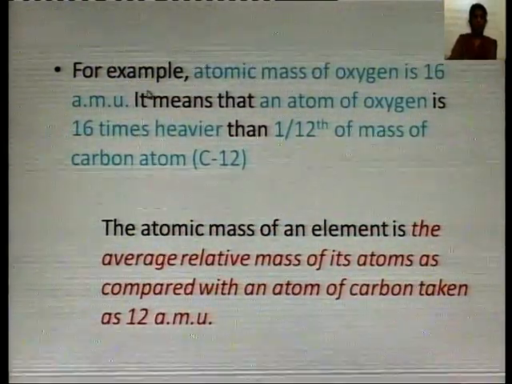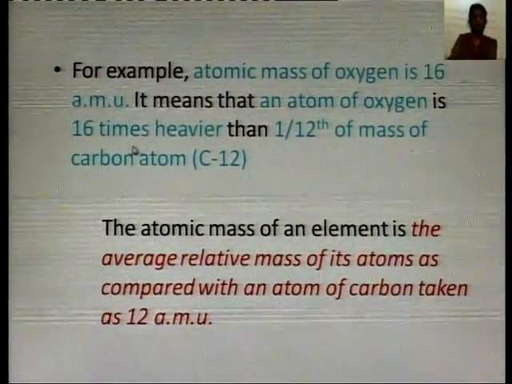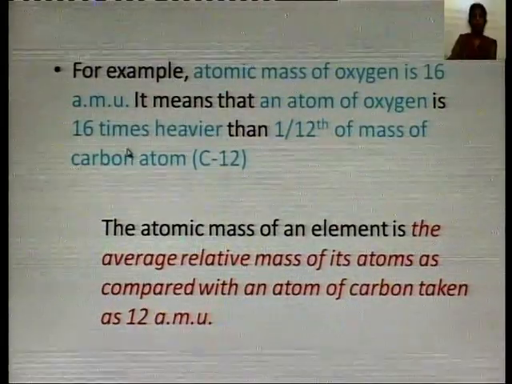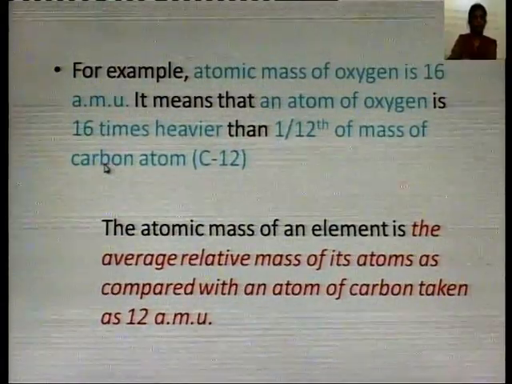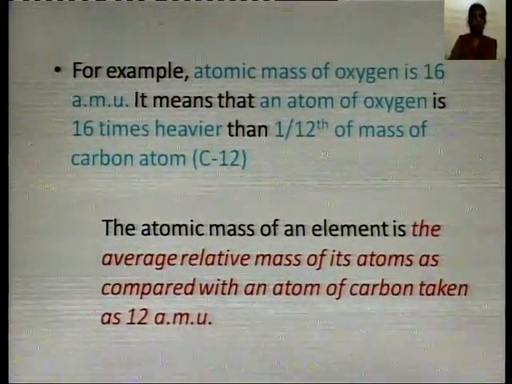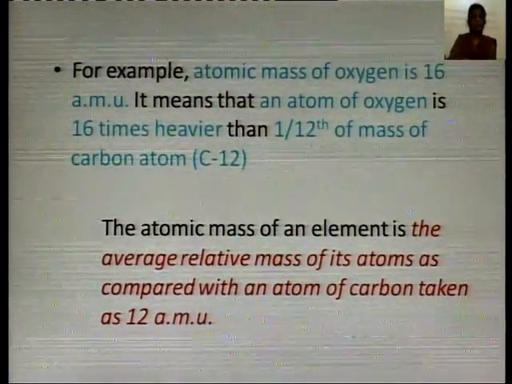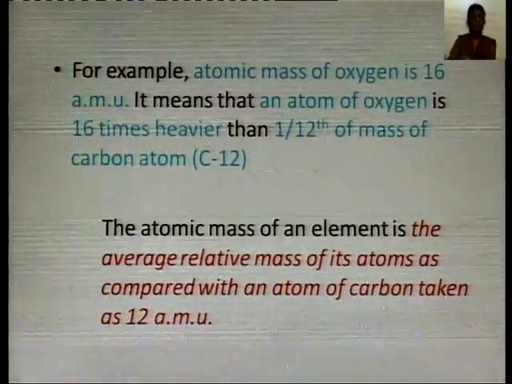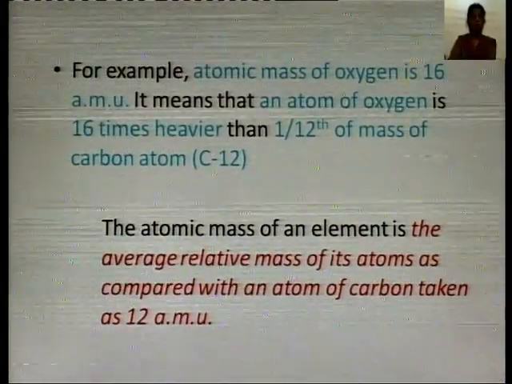For example, atomic mass of oxygen atom is 16 AMU. It means an atom of oxygen is 16 times heavier than 1/12 of the mass of the carbon atom. Similarly, we can say masses of other atoms. Mass of hydrogen is 1 AMU, so it is 1 times heavier than 1/12 of the mass of the carbon atom. The atomic mass of an element is the average relative mass of its atoms as compared with an atom of carbon taken as 12 AMU.